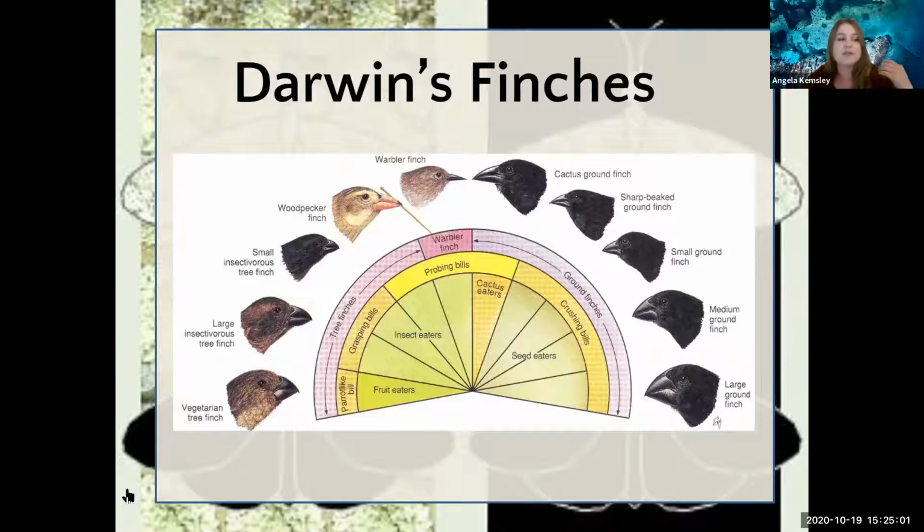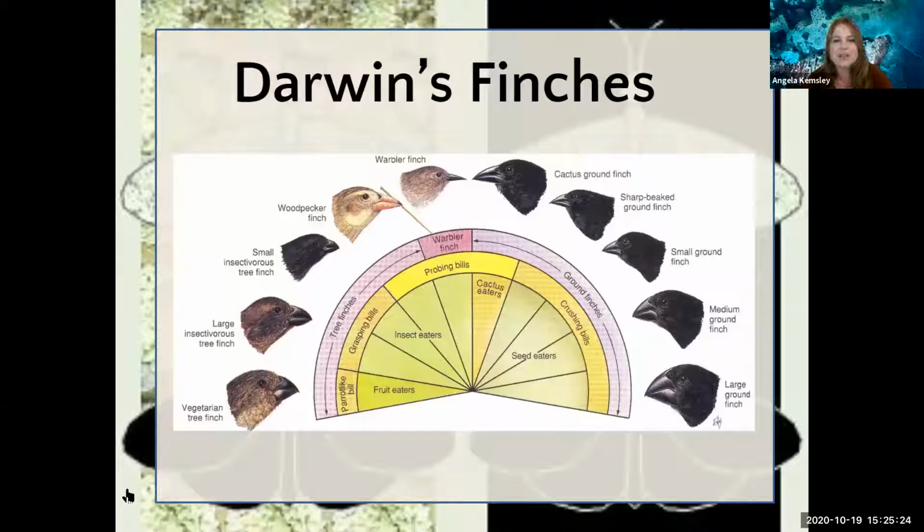But some of his most famous observations were made on the Galapagos Islands. Now, islands are great for studying evolution because originally all of those animals were probably from the same population, and then they got split as the islands diverged. And so you can actually trace evolution on those different islands.